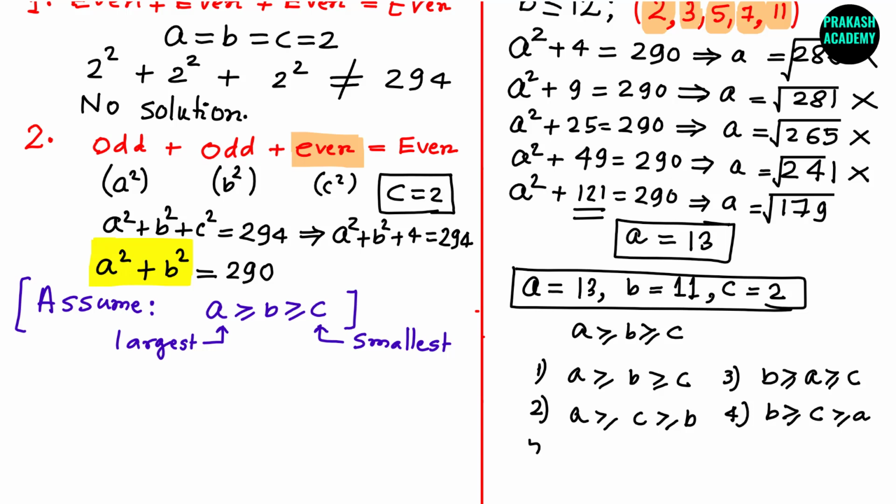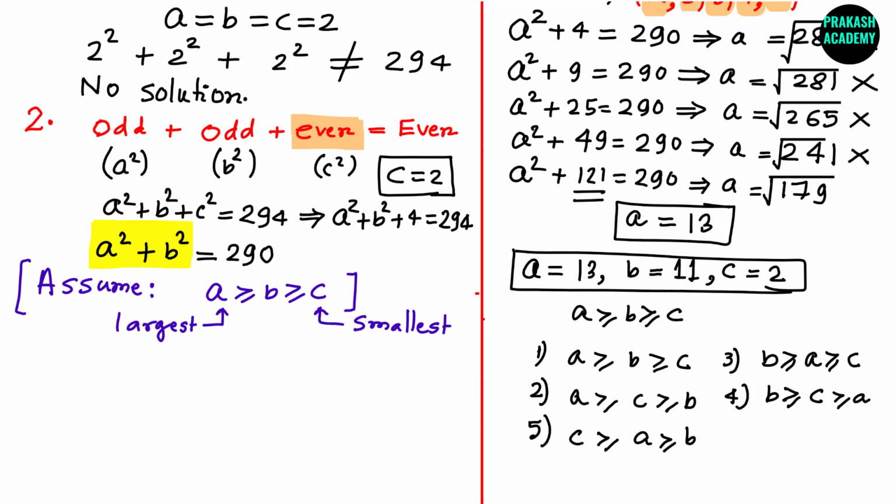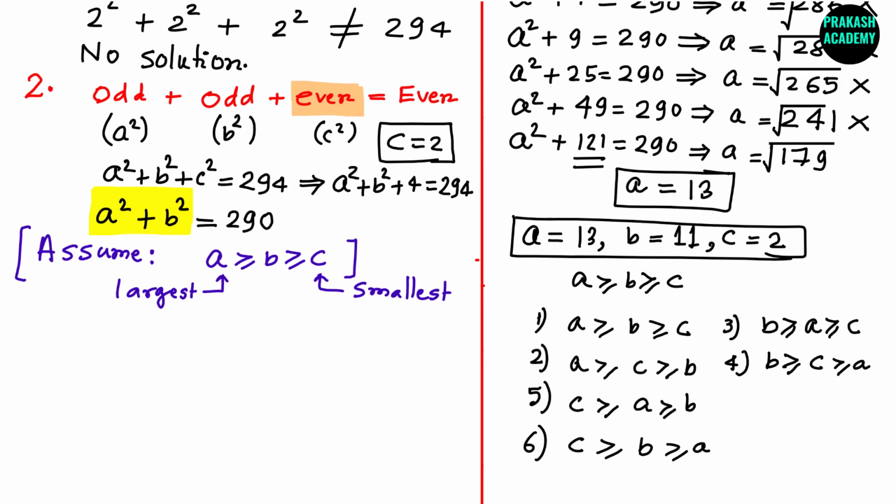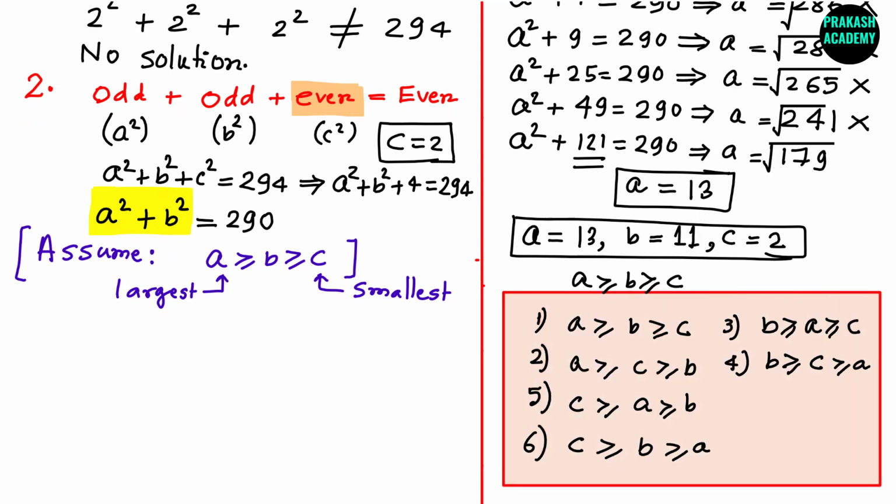Similarly, the fifth condition is that c is the largest, a is the second largest and b is the lowest number. And the sixth condition is that c is the largest, b is the second largest and a is the lowest number. So you see, we have six possibilities, so six solutions are possible. You can write these solutions.